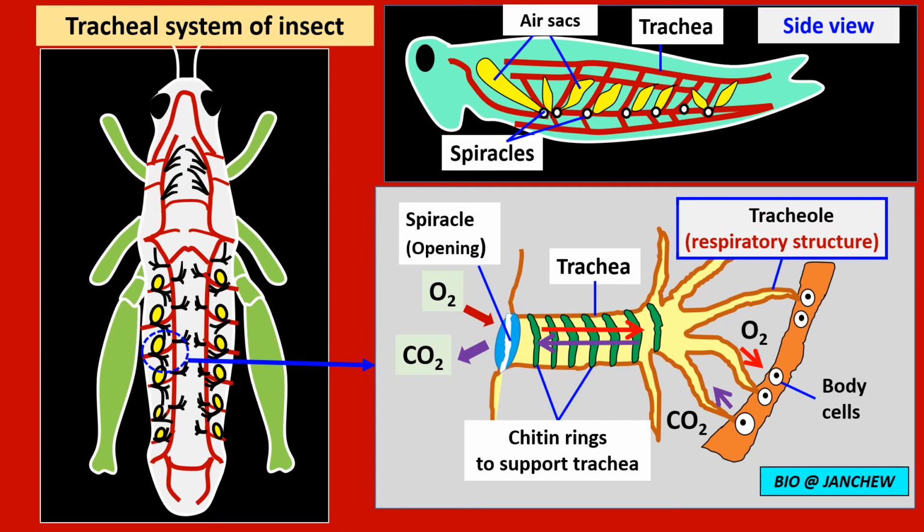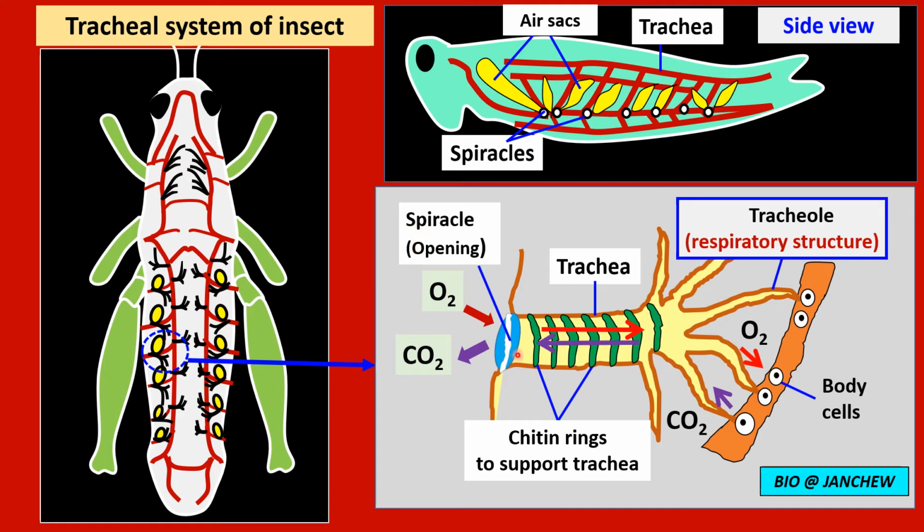Now this diagram here shows us the side view of the grasshopper. Here we can see there are lots of air sacs on the segments of the abdomen, the abdominal region, that are attached to the tracheal system. And just now we have seen this structure already, and you can copy this enlarged diagram of the tracheal system in insects. You must know how to label the parts and all the functions.